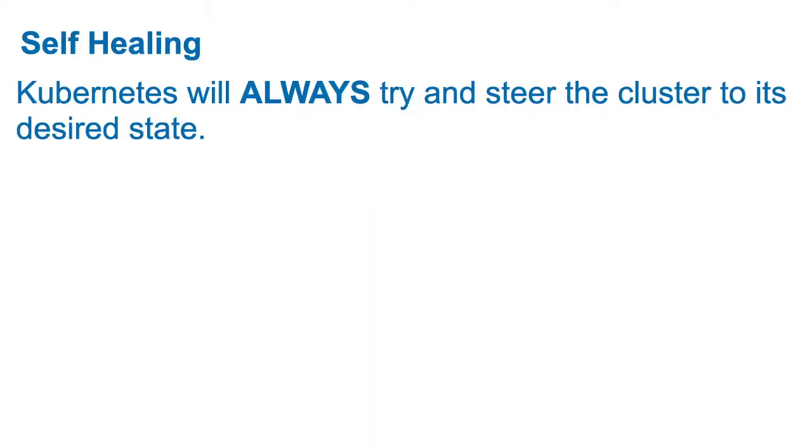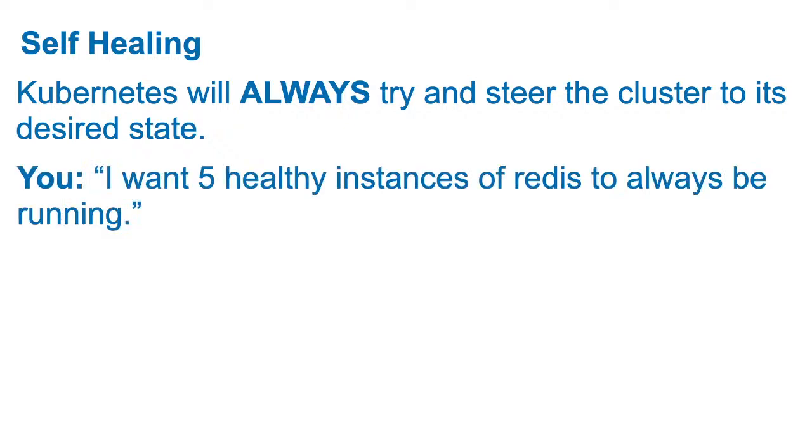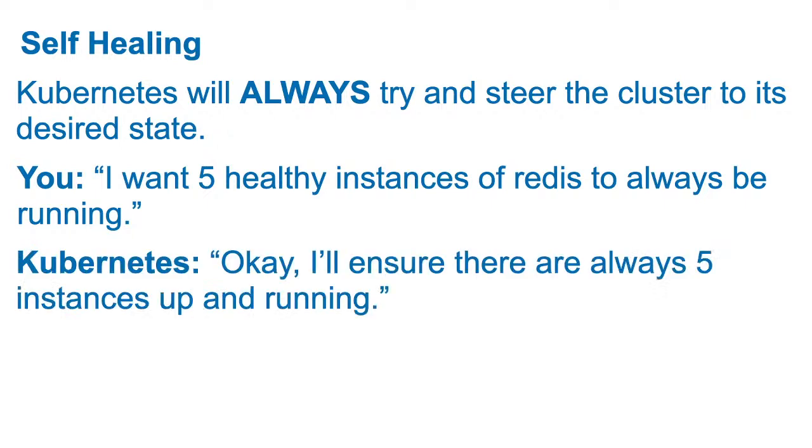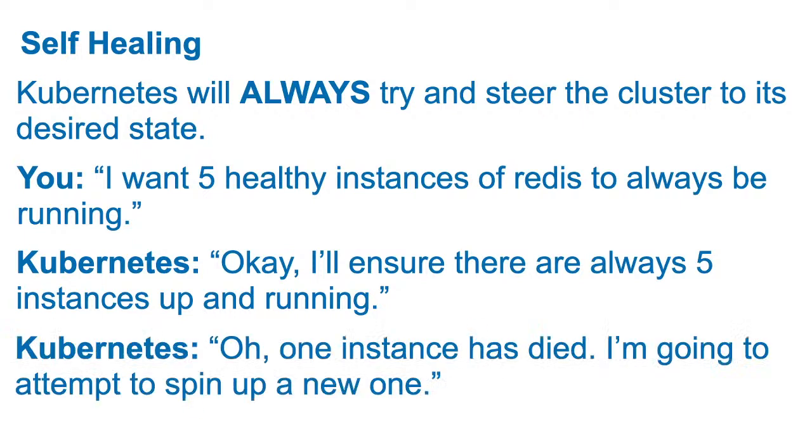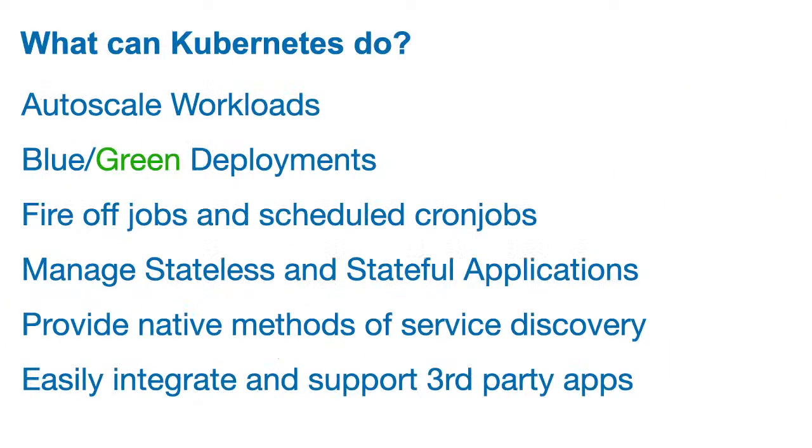Kubernetes, as we discussed, will always try and steer the cluster to the desired state. So if you say, I want 5 healthy instances of Redis to be always running, Kubernetes will say, okay, fine, I'll bring them up. And if one of the instances has an issue, Kubernetes will attempt to spin up a new one. So it can auto scale workloads for you.